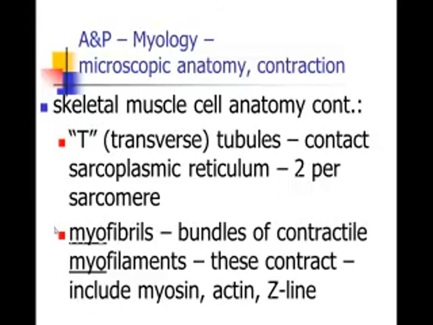The myofibrils are going to be bundles of contractile myofilaments. These are what contract, and there are going to be two contractile proteins, myosin and actin. Myosin is a thick protein and actin is a thin one. And then there's going to be a Z line, and the Z line is basically like the wall of a room. It's going to define the end of the sarcomere.